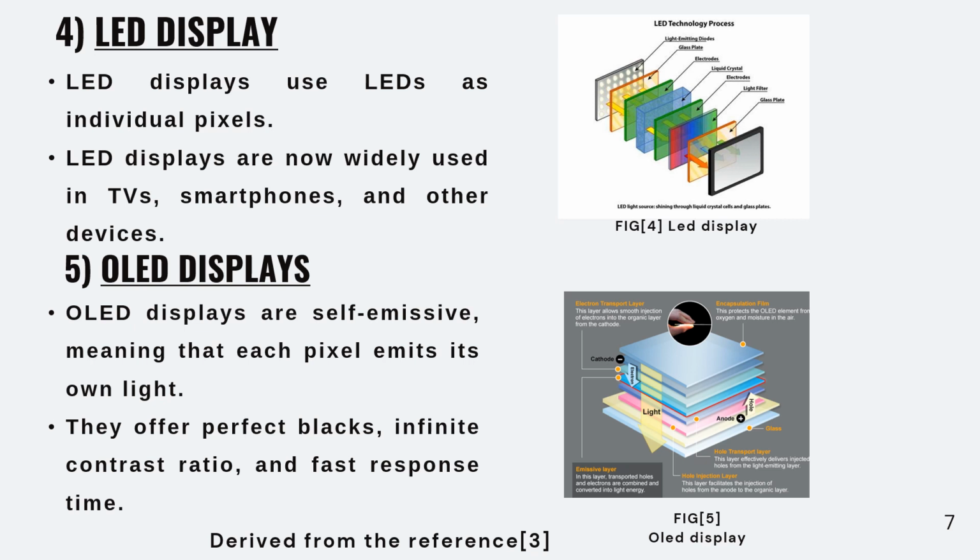Then we can move to the fifth one, OLED display. OLED displays are self-emissive, meaning that each pixel emits its own light. They offer perfect blacks, infinite contrast ratio, and fast response time. In OLED displays, it does not need a backlight, and each pixel creates its own light. So they show perfect blacks and better image quality than other displays.